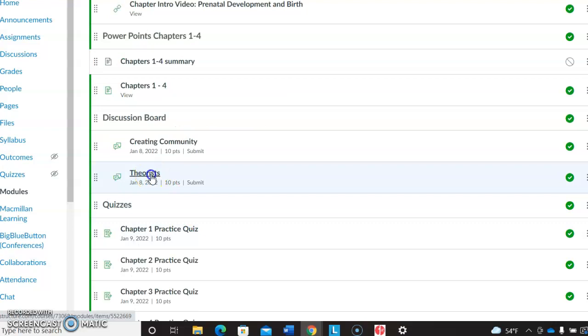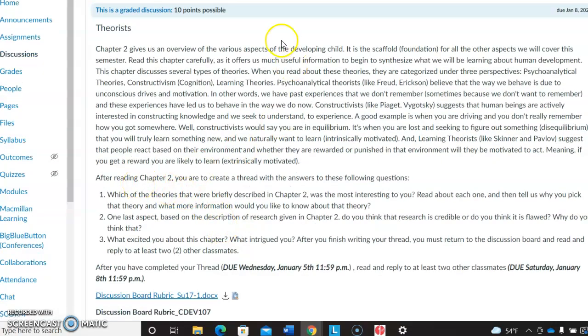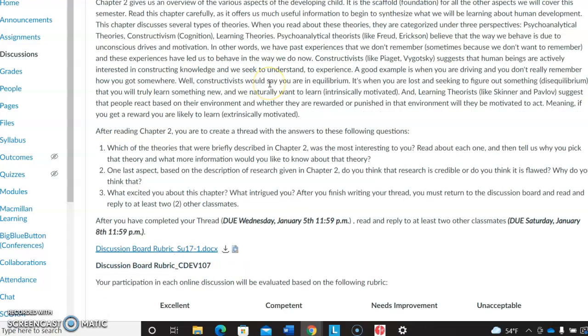The second discussion board this week is about theorists. You can read this caption. I'm talking about different theorists like constructivists like Piaget and Vygotsky. We talk about Erikson and Freud and Skinner and Pavlov. So there's several different theorists that we'll be covering in chapter 2. This particular discussion board focuses on chapter 2.